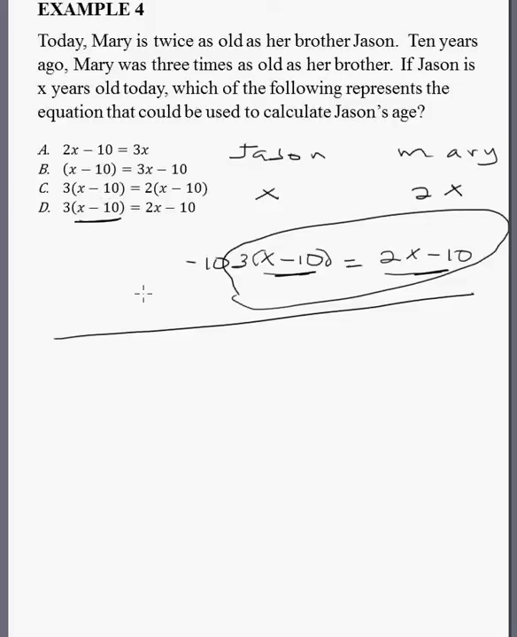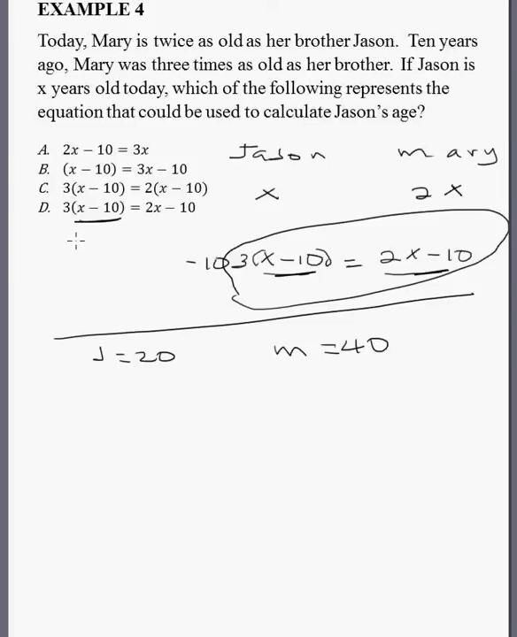It could be 5. So let's say we say Jason is equal to 20 years old today. That means Mary should be 40 years. The question is, which of the equations will give me the left side the same as the right side when I plug in the value of x is equal to 20. All right, so let's do that.